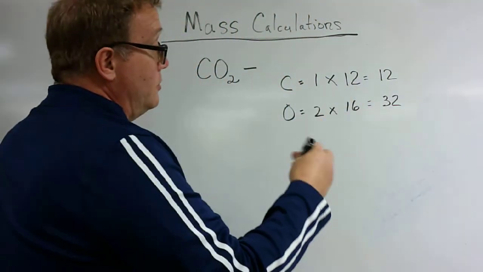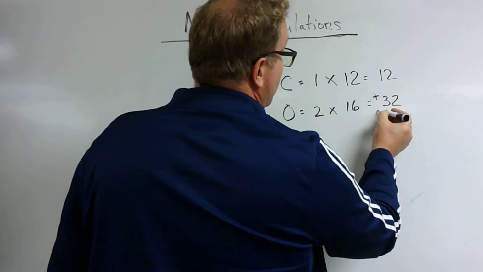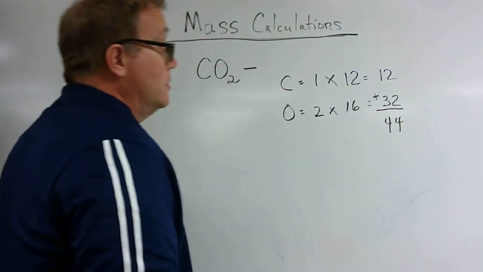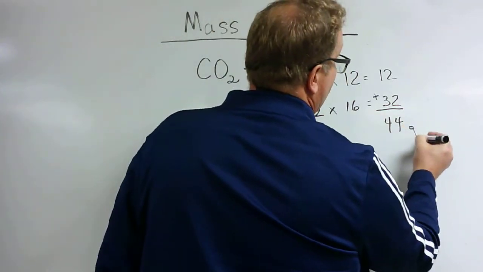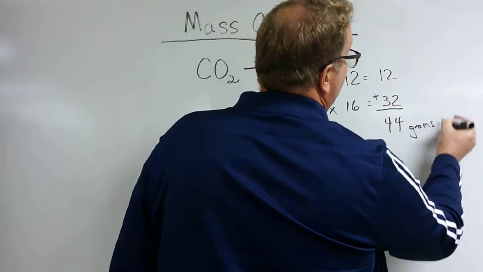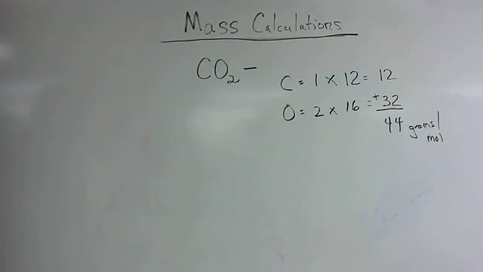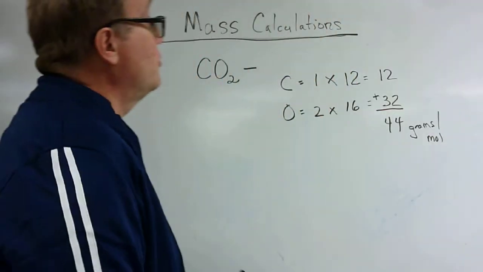Now there's going to be a total mass, so we're just going to add it up. And my mass is going to be 44 grams per mole. And we're going to use that mole part a little bit later. It just means one quantity of CO2 has a mass of 44 grams per mole, or 44 grams for each one.